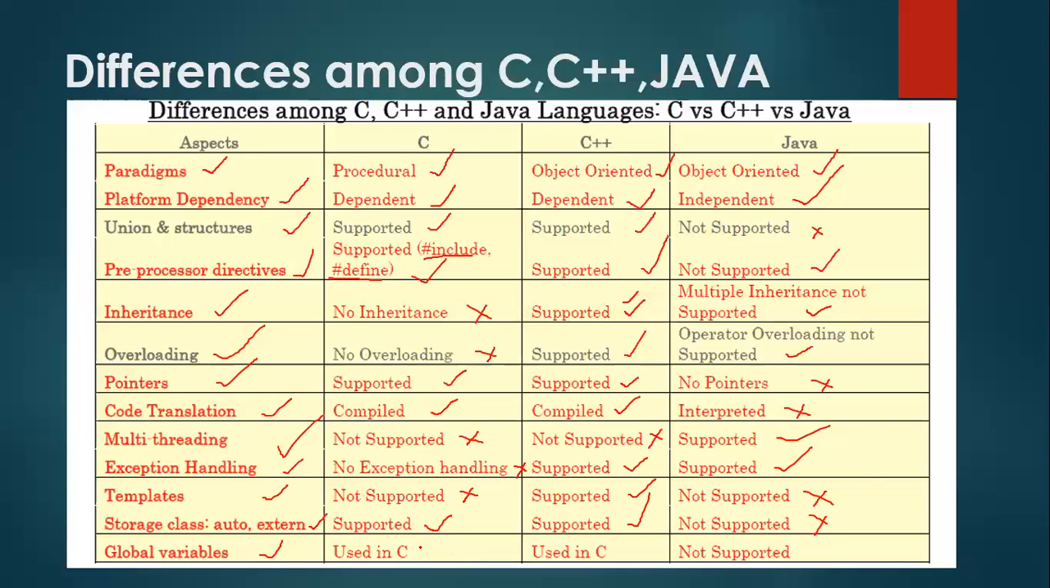Next aspect is global variables. That means you can access this variable throughout the program, sometimes outside of the program also. In C it is supported, in C++ it is supported, but in Java it is not supported. These are the main differences among C, C++ and Java languages.